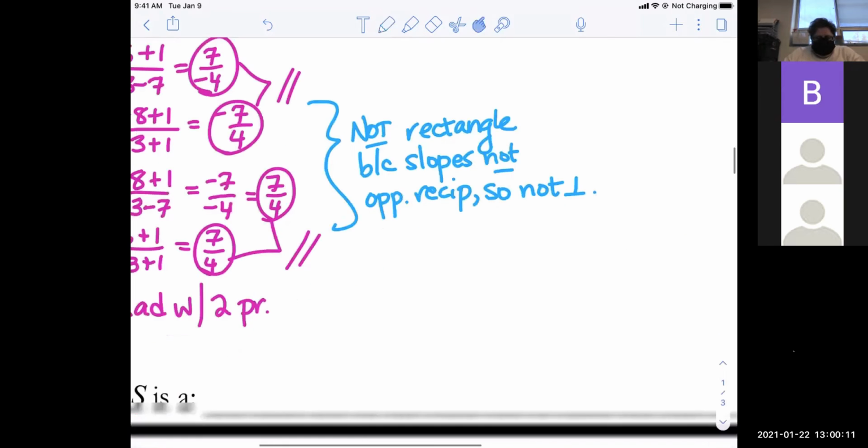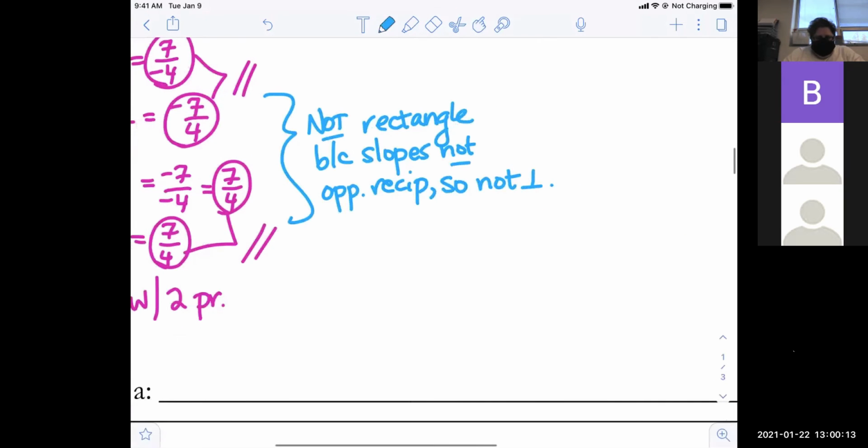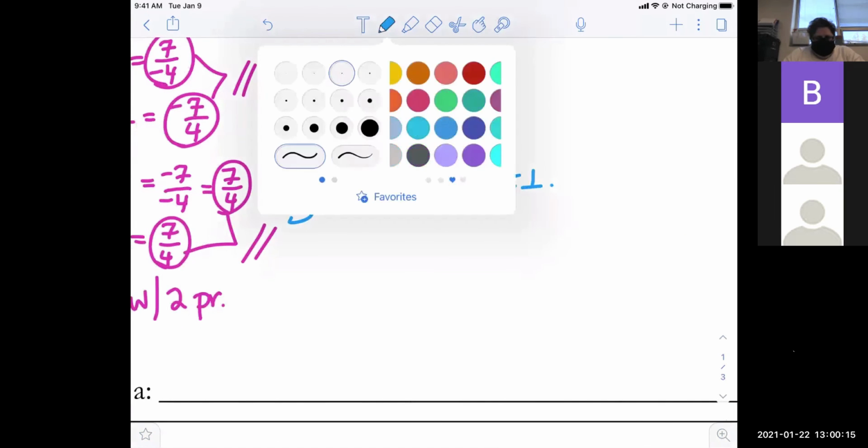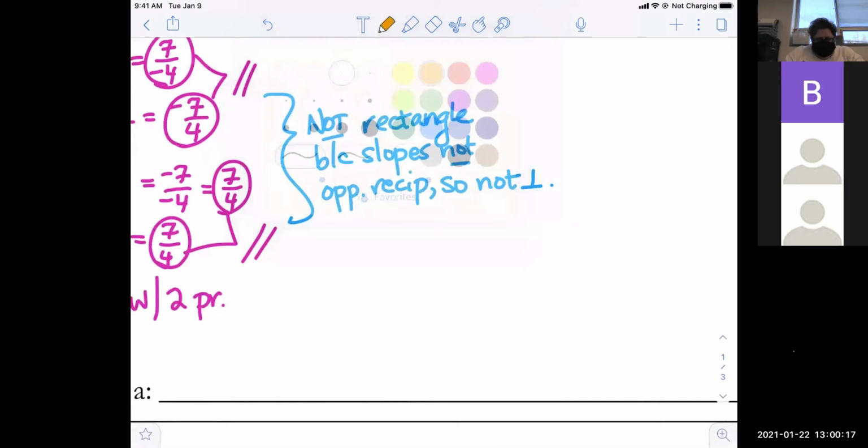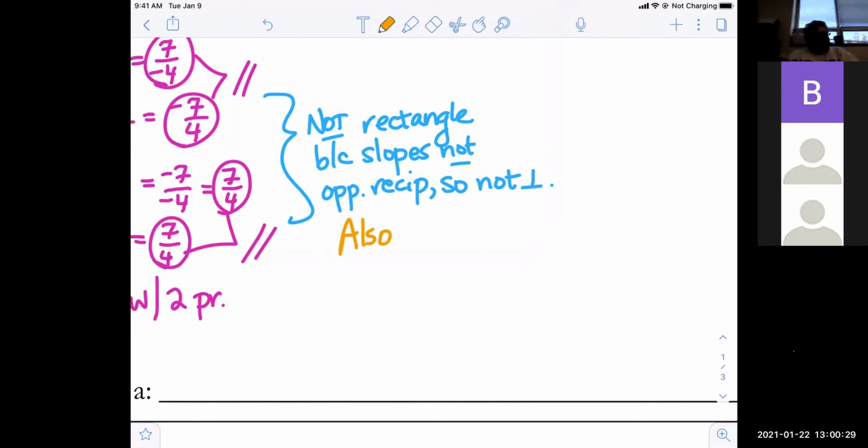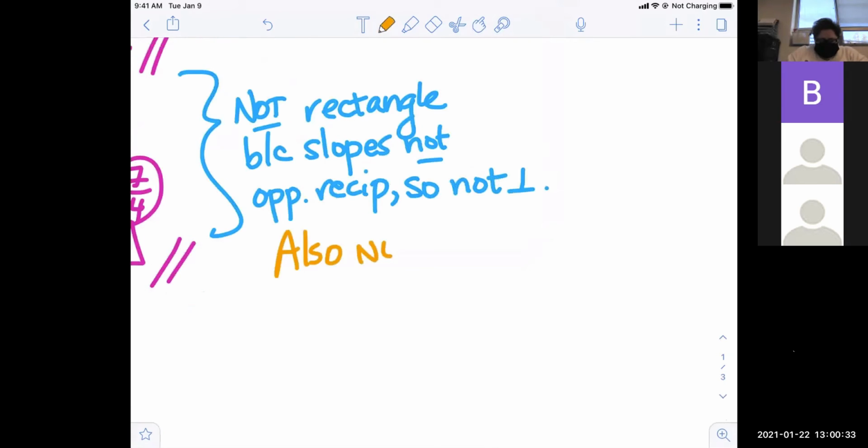Okay, and then you said it's also not a square. How do you know it's not a square? A square has what? Yeah, a square is a rectangle, right? So if it's not a rectangle, it can't be a square. It's not a rhombus, it can't be a square. In order to be a square, it has to be both a rectangle and a rhombus. Okay, also not a square.